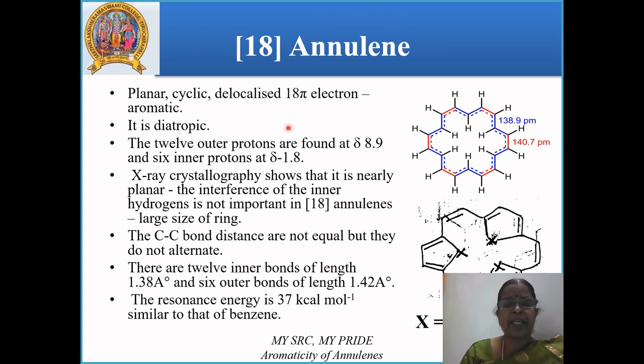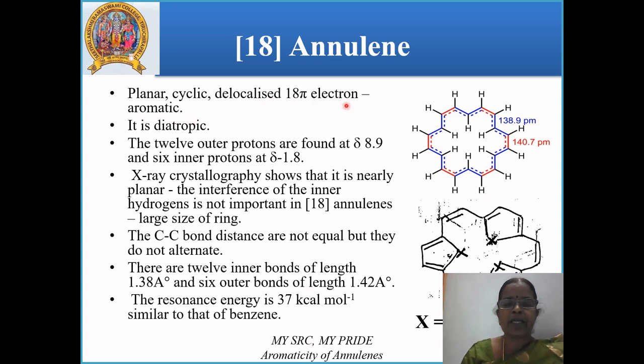Next one is [18]annulene. It is a single ring compound. Many students say without observing it that it contains 6 rings. No, it is a single macrocyclic compound. It is a planar cyclic delocalized 18 pi electron system, obeys Huckel's rule and is aromatic.